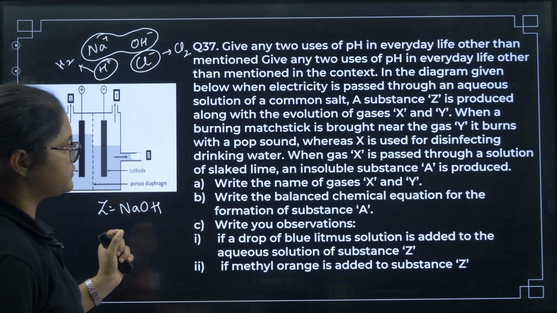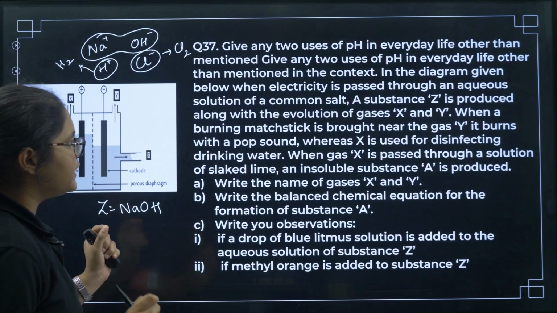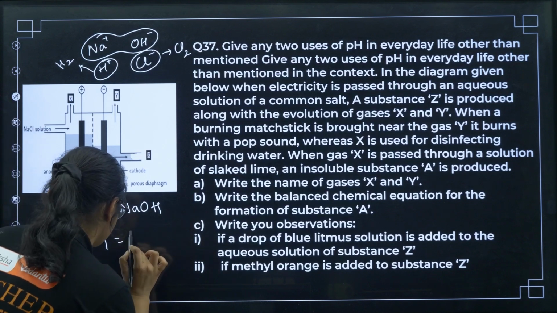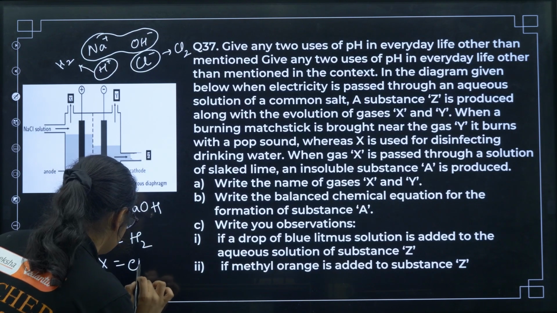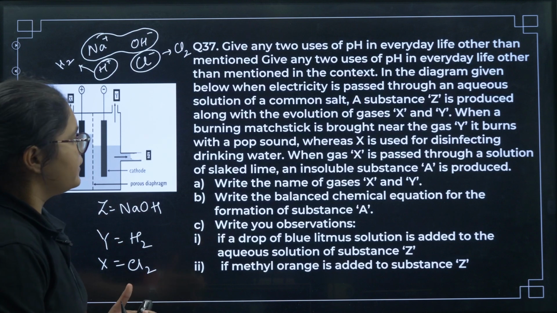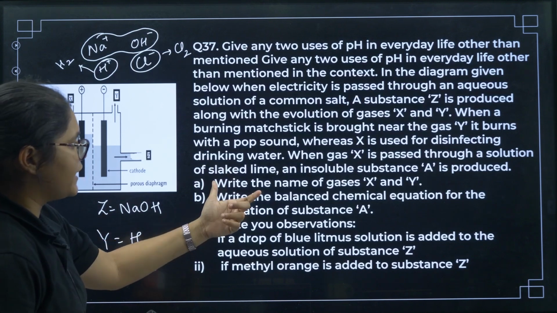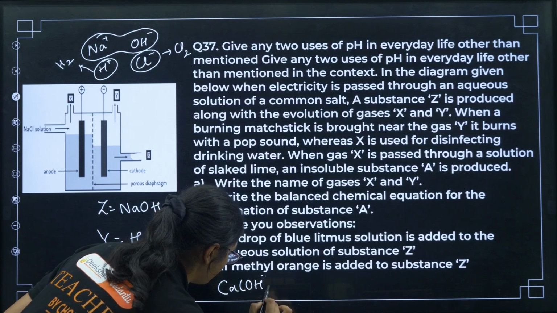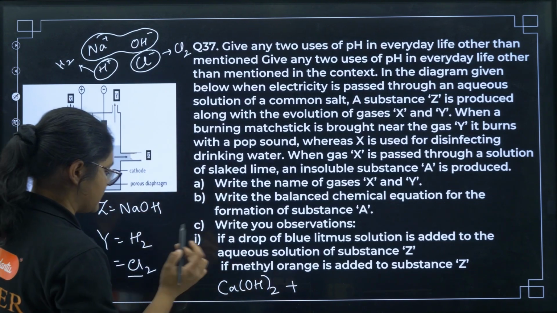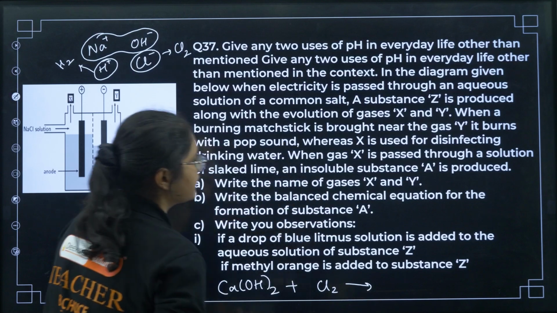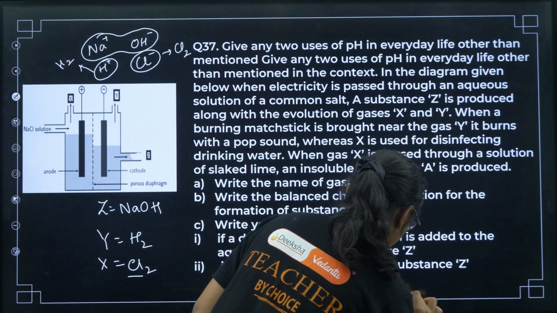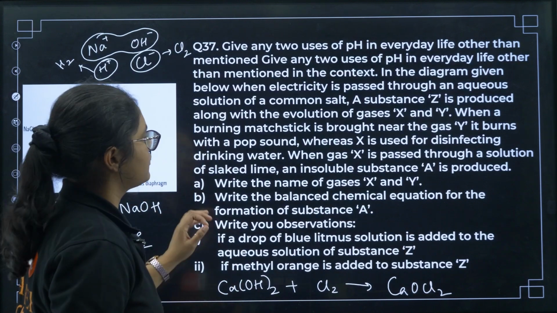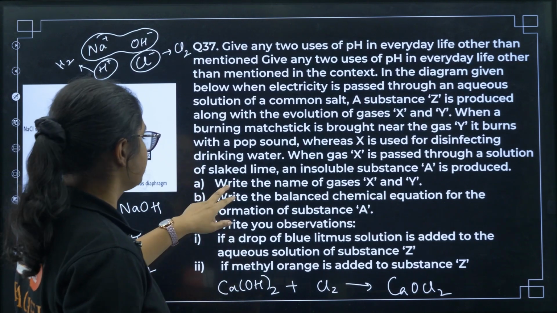So now what is told about X and Y? A substance Z is produced along with the gases X and Y. When a burning matchstick is brought near Y, it burns with a pop sound. So Y is your H2 definitely, and X is your Cl2 definitely, right? Now coming to next thing, when gas X is passed through a solution of slaked lime. So slaked lime is Ca(OH)2, and you have gas X, that means you are passing Cl2. What we get? We get CaOCl2, right? This is the product CaOCl2.